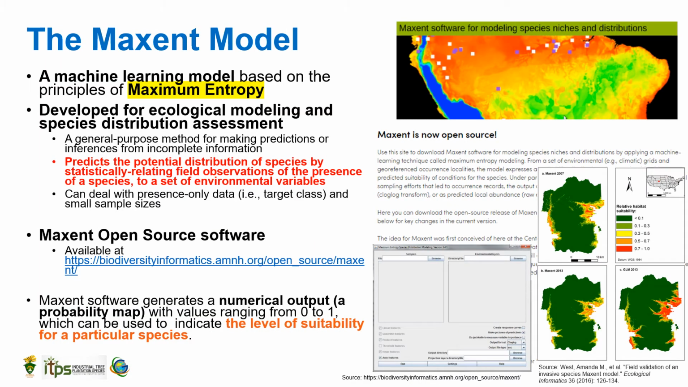A widely used presence-only SDM is Maxent, which is a machine learning model based on the principles of maximum entropy. Maxent predicts the potential distribution of species by statistically relating field observations of the presence of a species to a set of environmental variables that reflect key factors of the niche, like climate, topography, geology, and other biophysical characteristics. Maxent actually generates a numerical output, or a probability map with values ranging from 0 to 1, which can be used to indicate the level of suitability for a particular species.